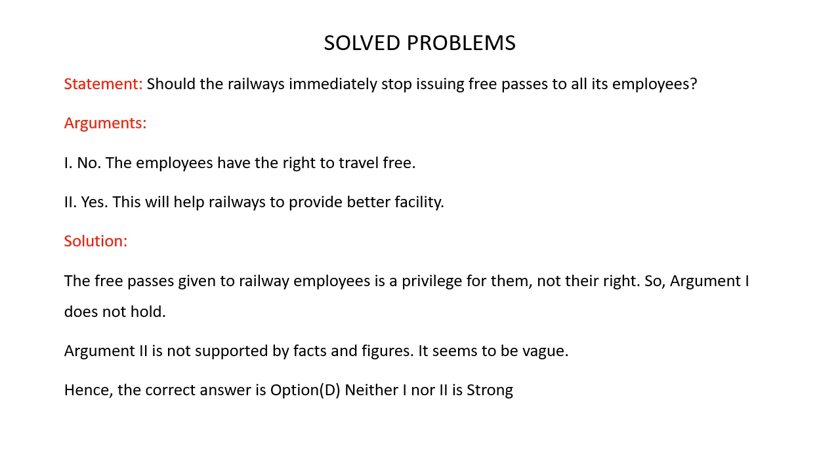Let's look at argument 1. Now the free passes given to railway employees is a privilege for them. It's not their right. So argument 1 does not hold. Let's look at argument 2. Now argument 2 is not supported by any facts or figures. It seems to be vague. So argument 2 also does not hold. Hence the correct answer is option D. Neither 1 nor 2 is strong.